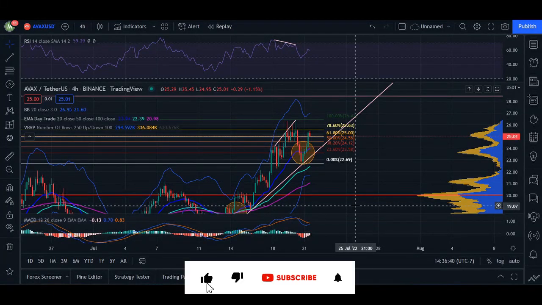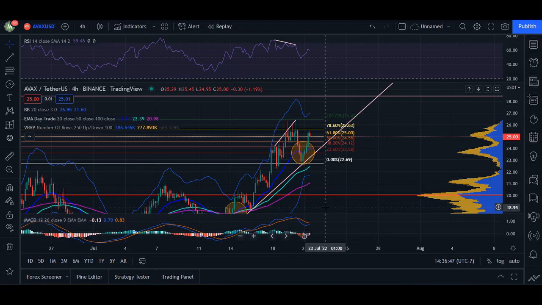So AVAX right now is trading at $25.01. I have my chart set out here for a 4-hour chart. We're going to go through a slight divergence that we saw in our RSI, some resistance and support today, and some key areas to look for if you are going to be trading for AVAX. So let's go to it. Let's take a look at our divergence here.